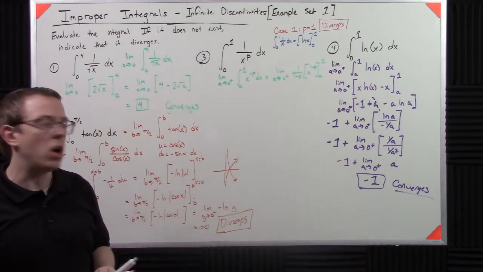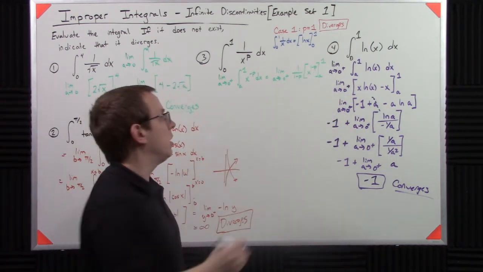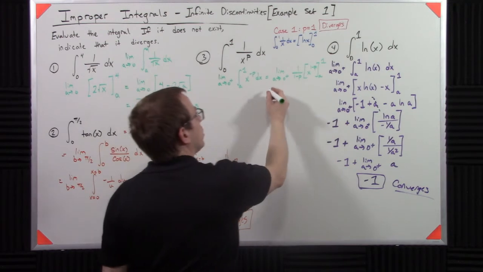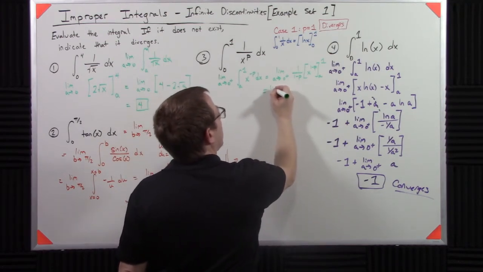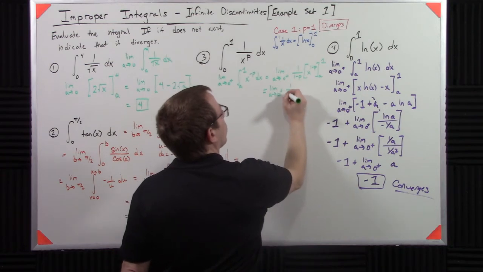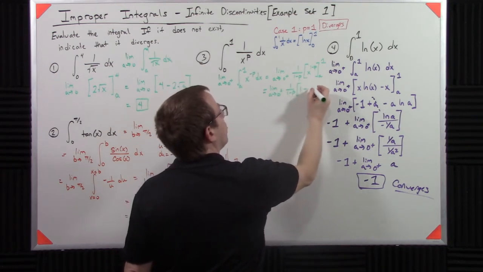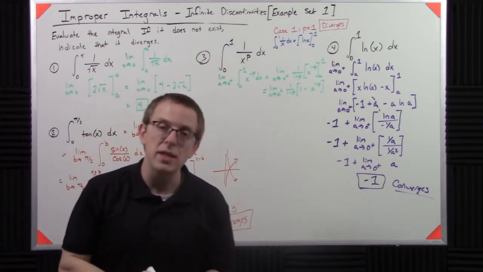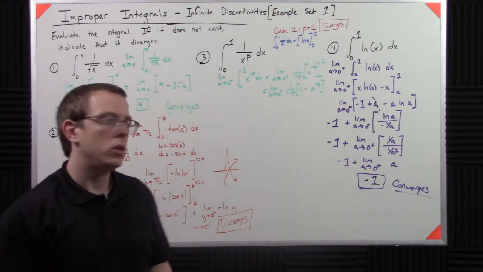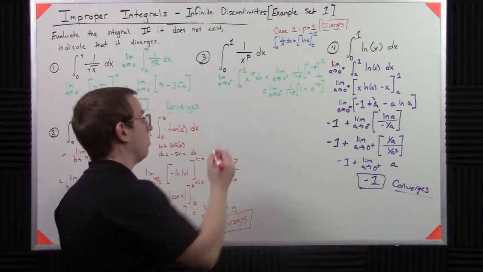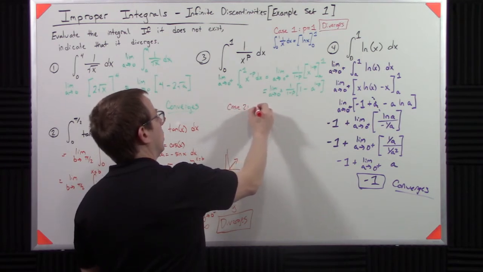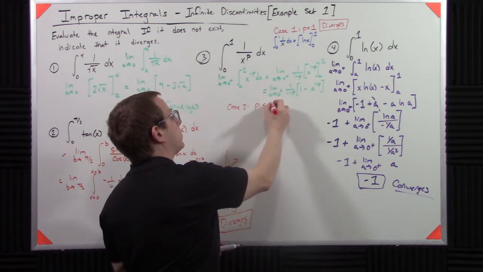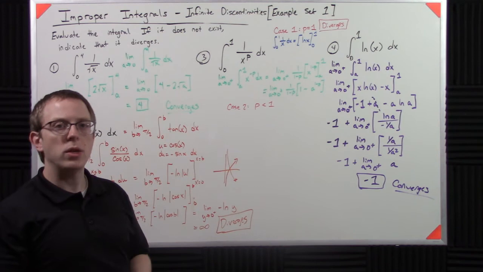Now again, I want to keep going. When I plug in my limits here, when x is 1, 1 to any power is just 1. So I have the limit as a goes to 0 of 1 over 1 minus p, times 1 minus a to the 1 minus p. So that's true whether or not p is less than 0 or greater than 0. But let's consider the case where p is less than 1.